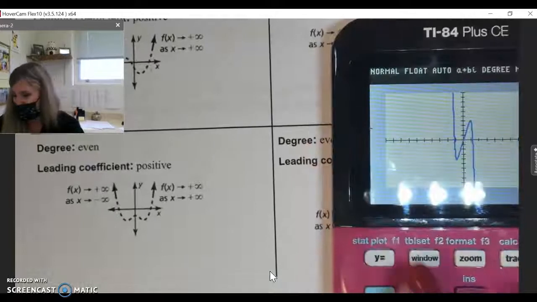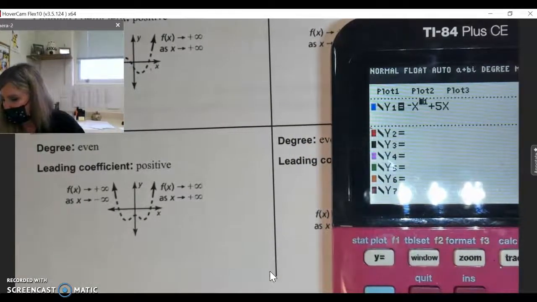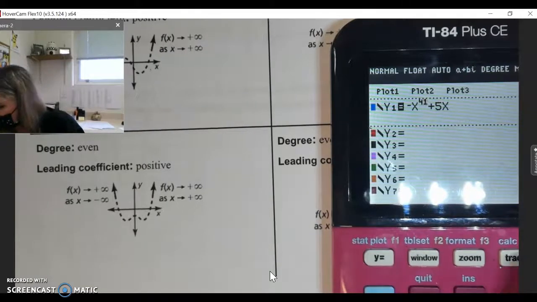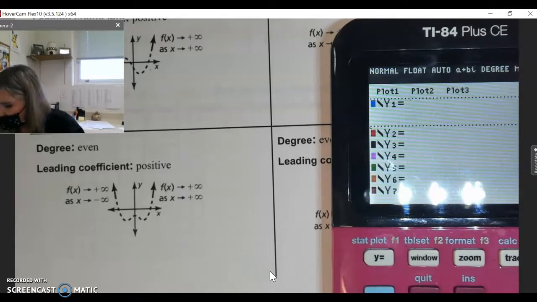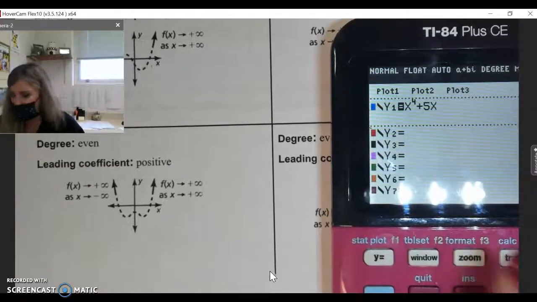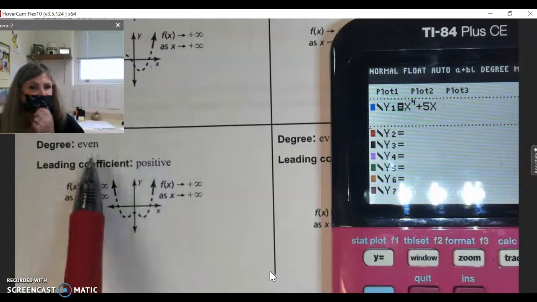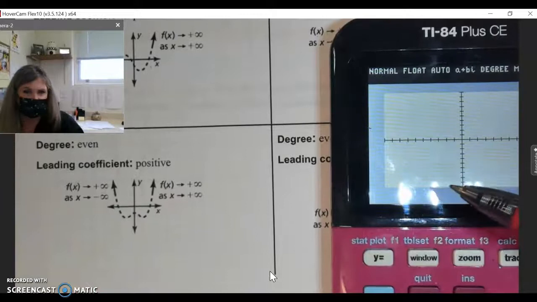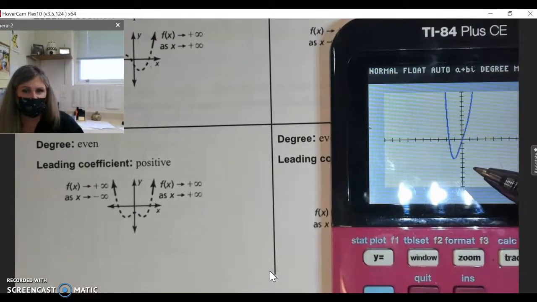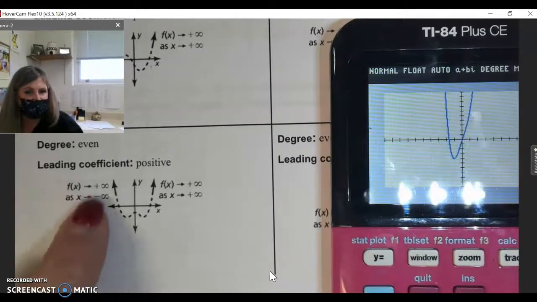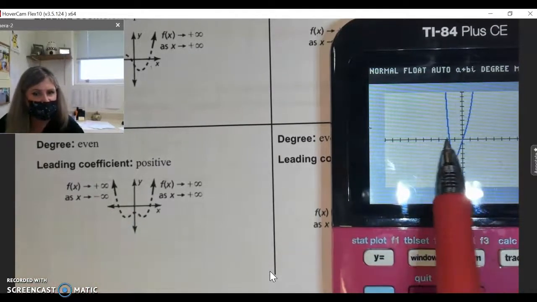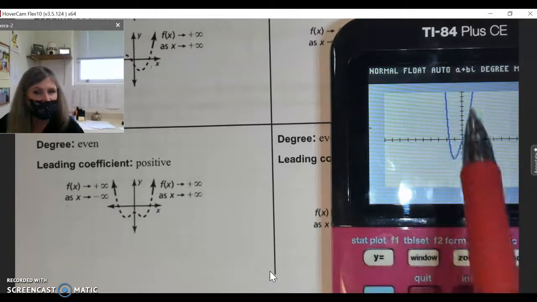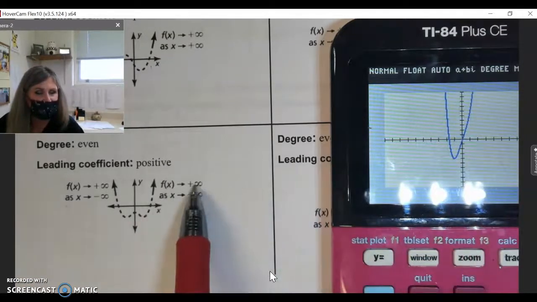All right, let's change our degree now. So give me an even number. Let's go with 4. I'm going to change it so I want a positive leading coefficient. All right, so let's look at this one now. It should look like this because we put in an even degree and a positive leading coefficient. When we graph it, here's the way it looks. So what it's saying then, as x goes to negative infinity, y is going up. As x goes to positive infinity, y is going up.